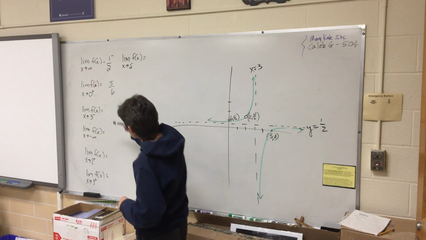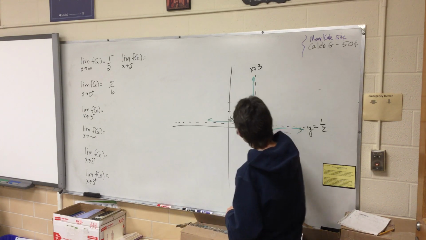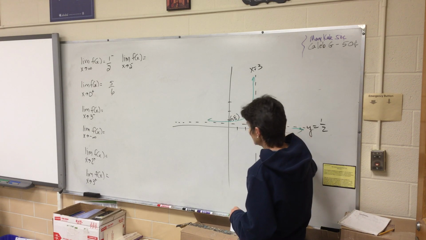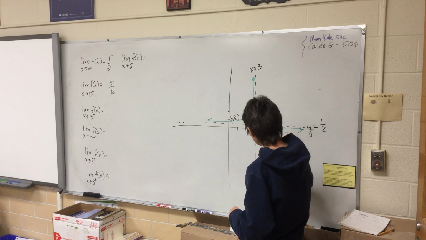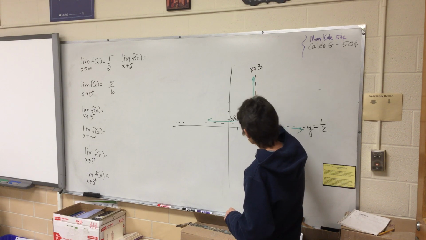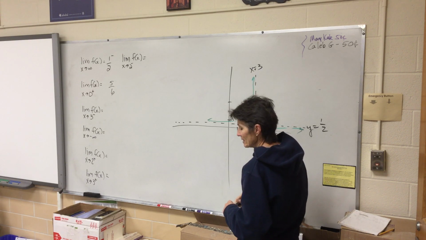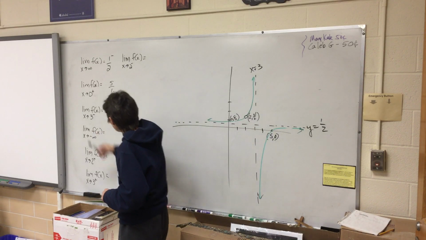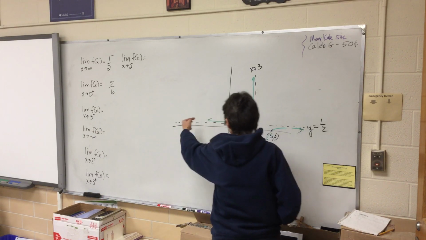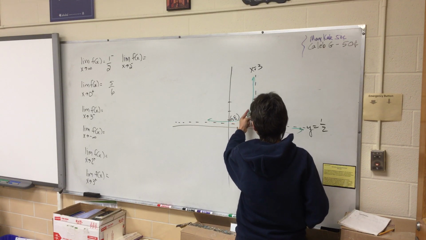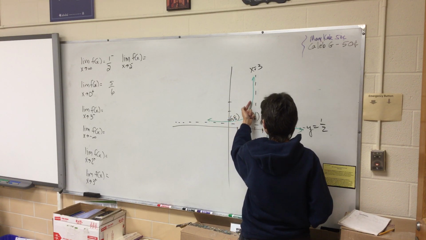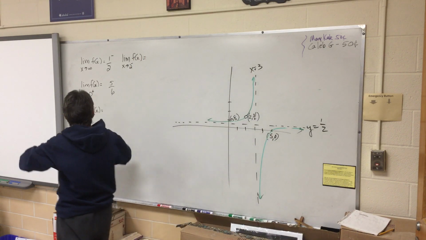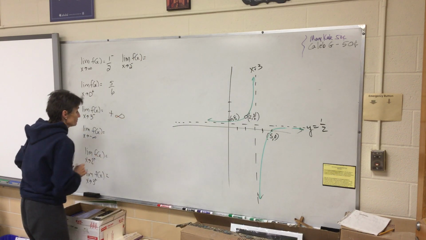All right, the next one says 3. 3 is not a point, 3 is an asymptote. When you approach a vertical asymptote, you're either going to go down or you're going to go up. That's it. It's going to be negative infinity or positive infinity. That's all that can happen. So we're coming at our asymptote from the negative side. So where are we going? As we get closer to the asymptote, what's happening? It's going up. So that's going to be positive infinity.